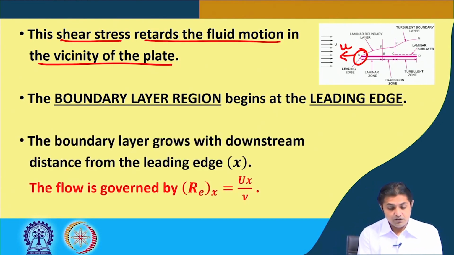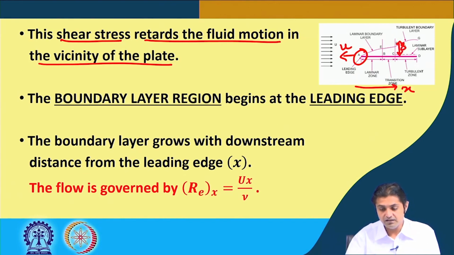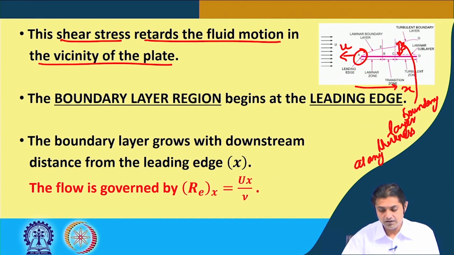The boundary layer grows with the downstream distance from the leading edge x. So, this is the direction x. As soon as we start moving in the x direction, the boundary layer will keep on growing in thickness. So, let us say this is delta, that is the boundary layer thickness at any distance x.